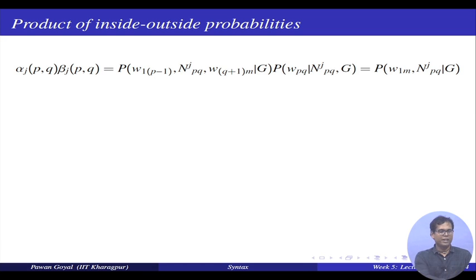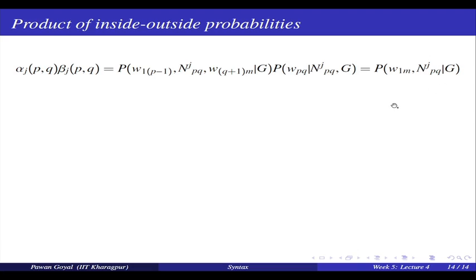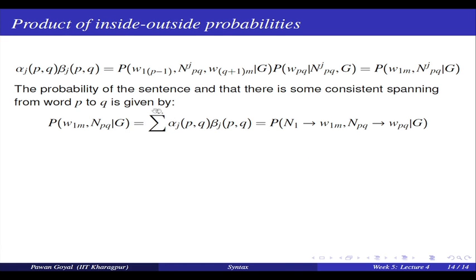Now, what does this say? It is saying if I multiply alpha j p q with beta j p q, I get the probability of generating this whole sequence of words w1 to wm, and that a non-terminal n j derives wp to wq, given my grammar. Now, suppose I want to find the probability that any possible non-terminal derives wp to wq, that there is some consistent spanning from wp to wq. In that case, I will have to sum over all possible j's, so that I can achieve by summing over all possible j's for alpha j p q beta j p q.